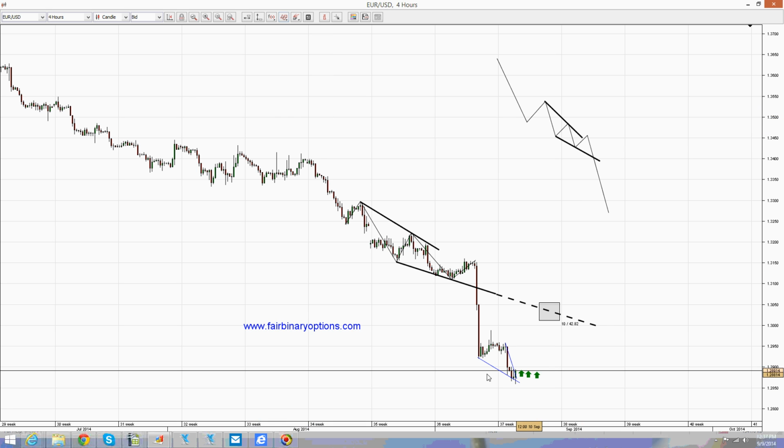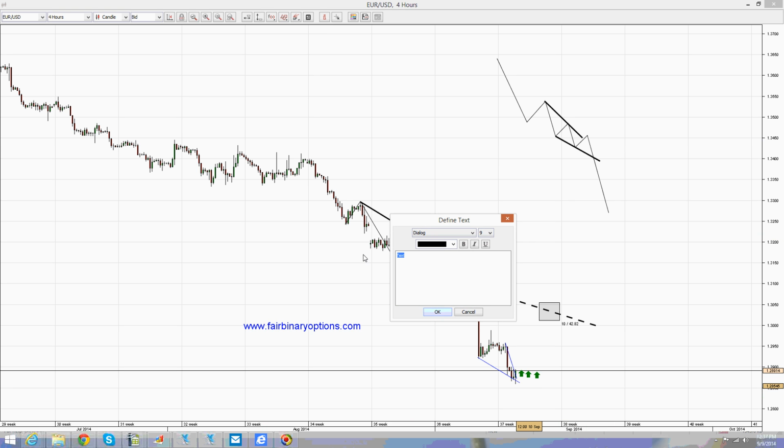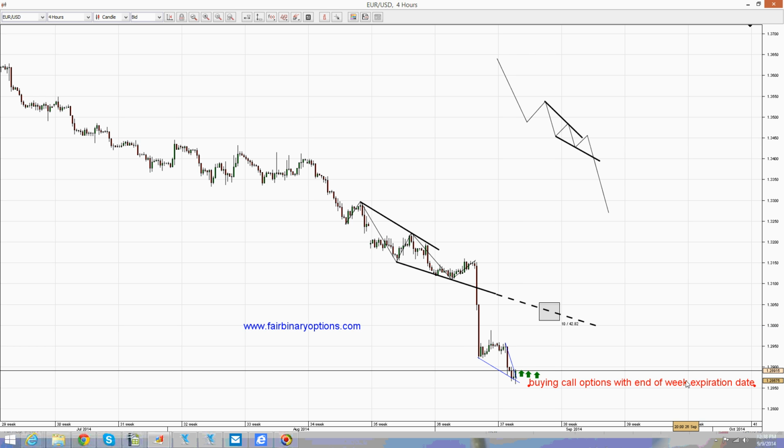Therefore, doing nothing but taking the trade, right here, buying call options with end of week expiration date on the euro US dollar at these current levels. End of week expiration date means by the time the US markets on Friday are closing, the US equity markets.